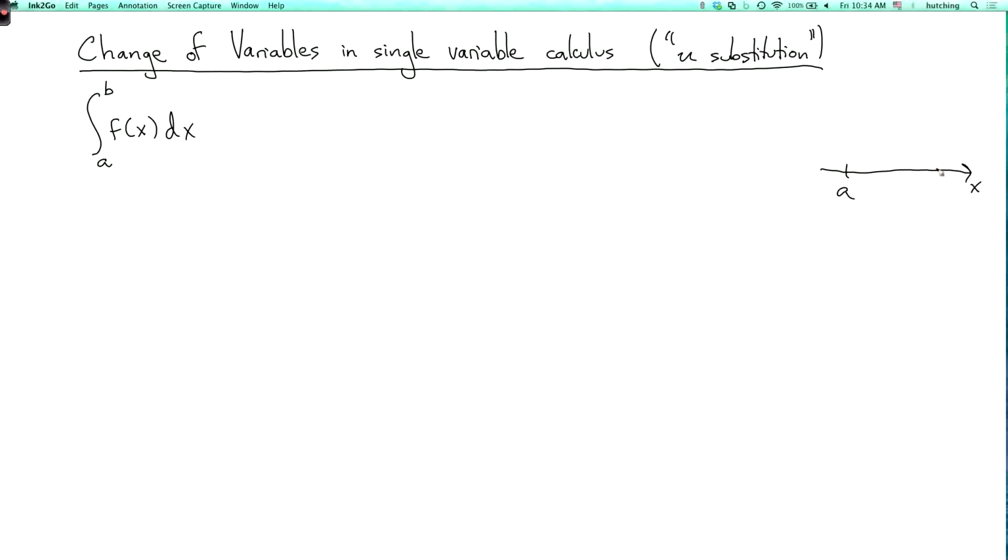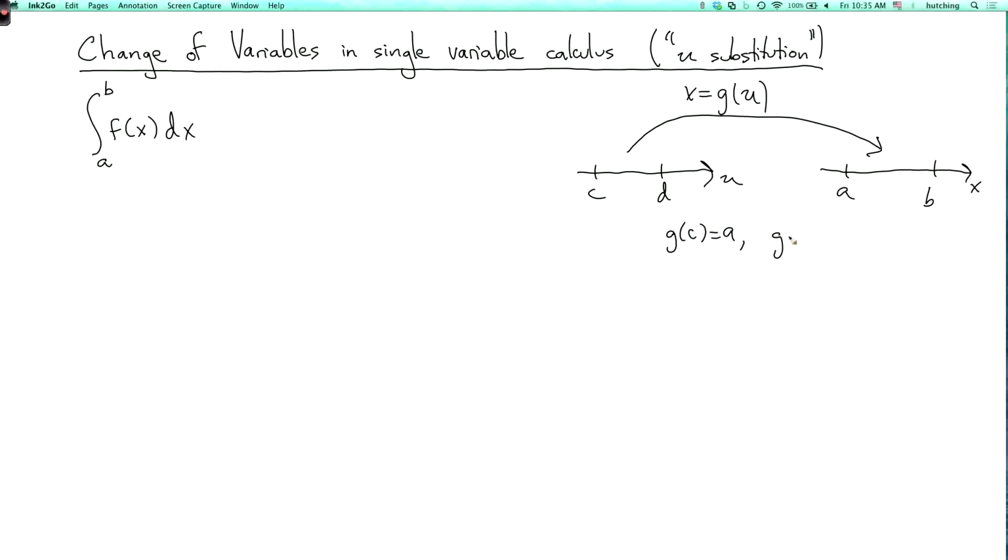So if our x interval from a to b is over here, there's a u interval from c to d over here, and this u interval is mapped to the x interval. So x is some function g of u. And let's assume that g of c equals a and g of d equals b. Then the substitution rule tells you that its integral is the integral from c to d of f as a function of u, more precisely f of g of u, times g prime of u du.